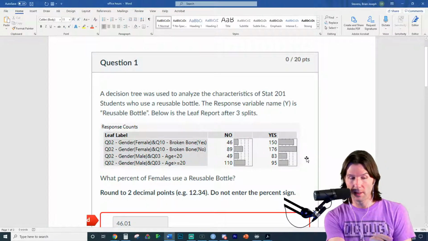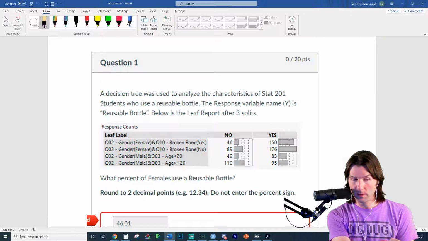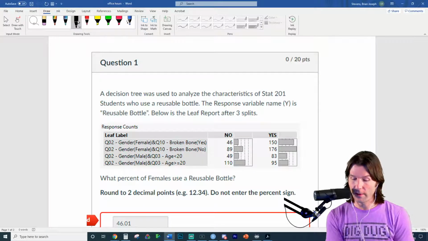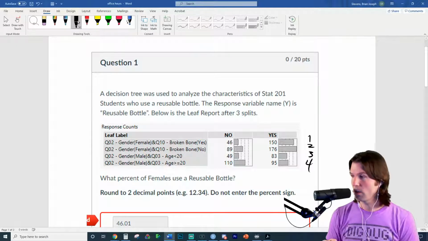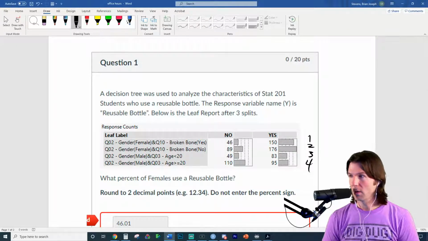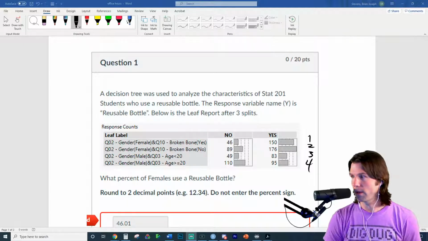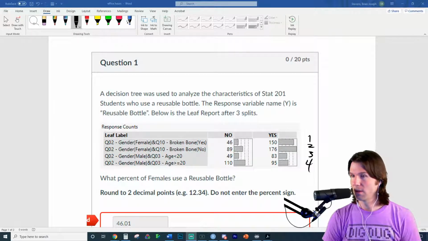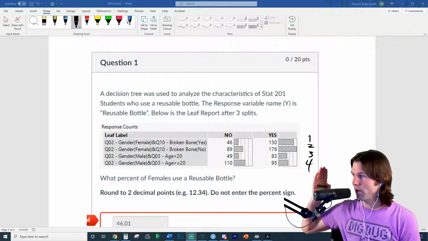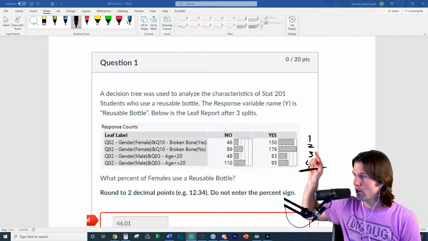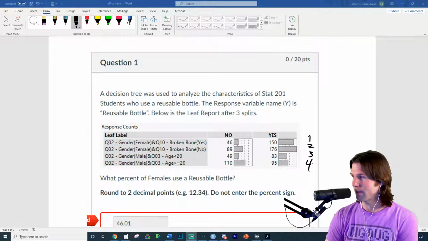What we want to look at right here is, when you look at your 3 splits in a decision tree, you have the leaves at the bottom. So we want to see where all the females are. Which leaves have females? I've listed all my leaves here, leaves 1, 2, 3, and 4. Which leaves have the females in them?